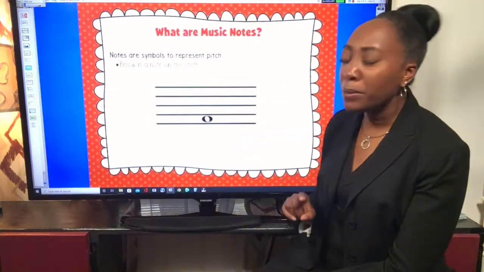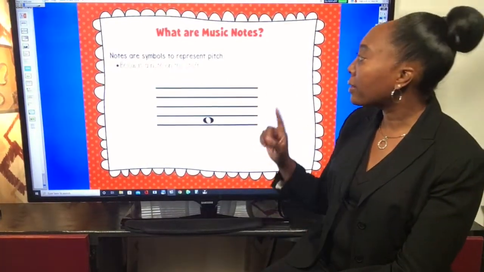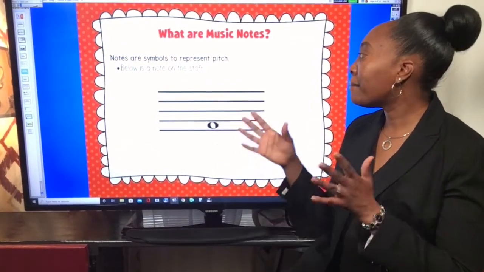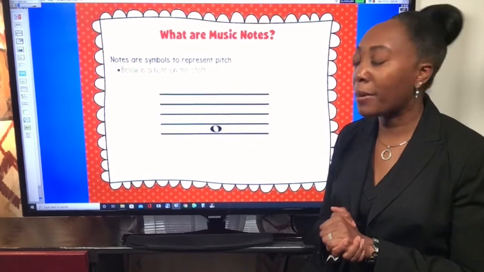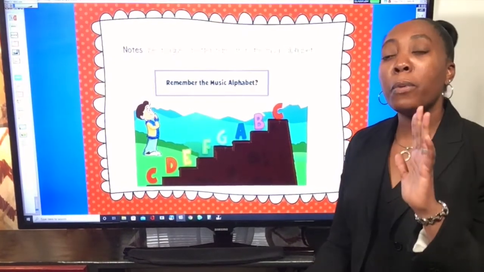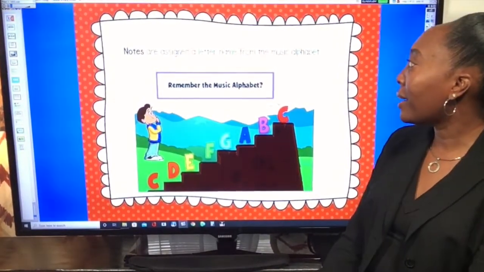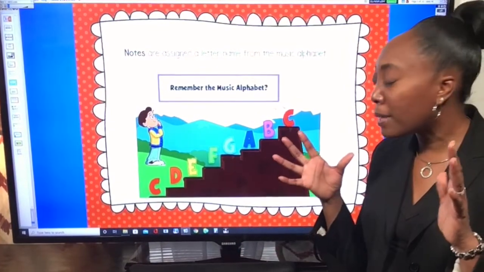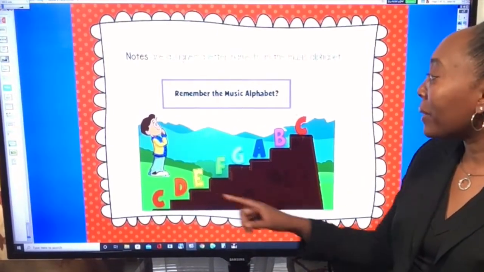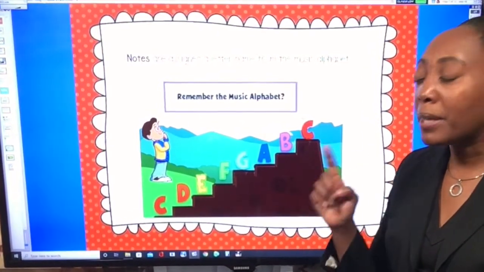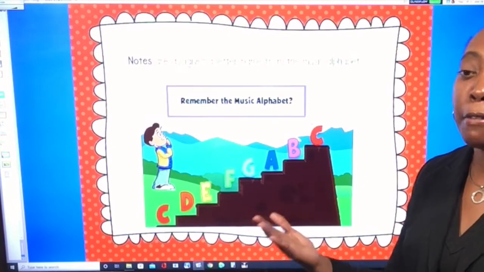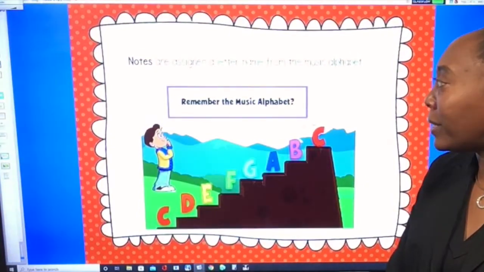So what are music notes? Well, music notes are symbols that represent pitch, okay? And below here is a note on the staff. So let's move along. Now, just in case you might have forgotten, we assign every note a letter in the music alphabet, and you should remember the music alphabet. If not, I'm going to send you back to that lesson, okay? So here's our music alphabet, and every note has a special letter that is a part of the music alphabet. All right, so let's move along.